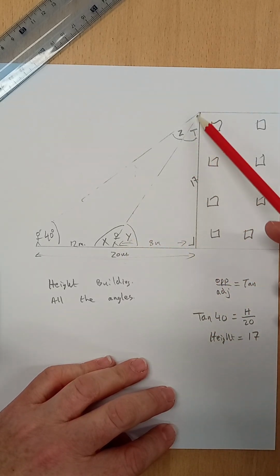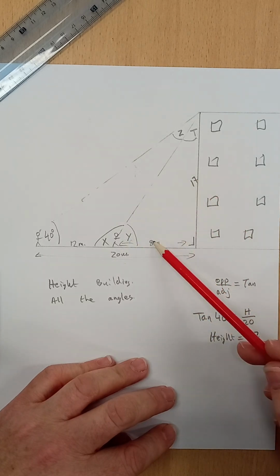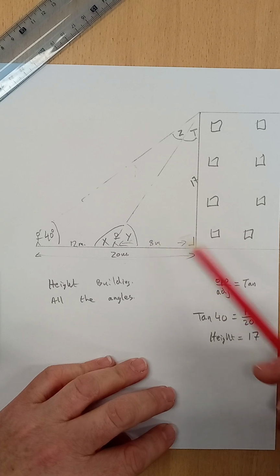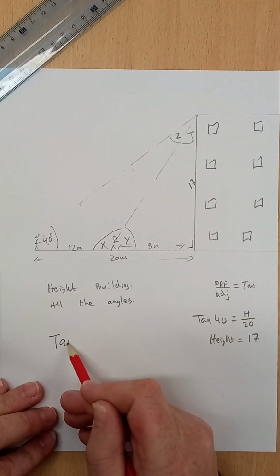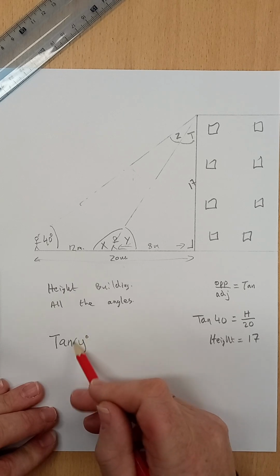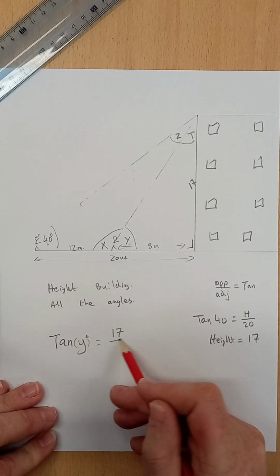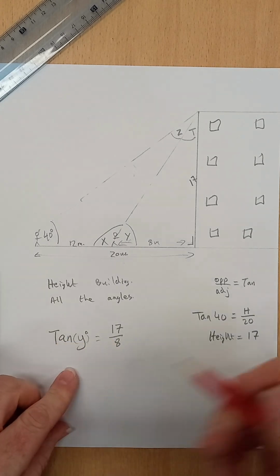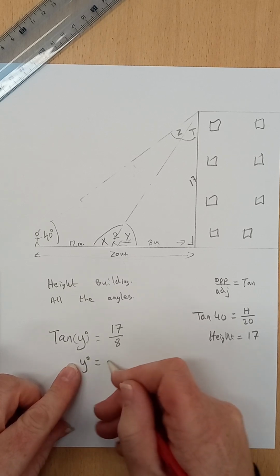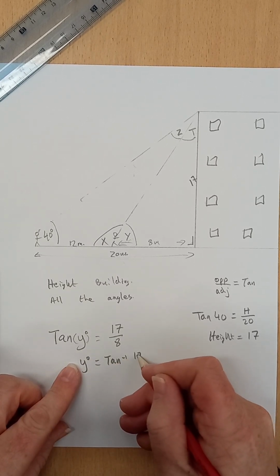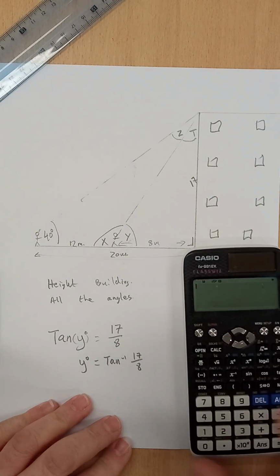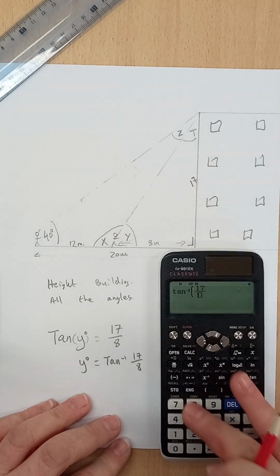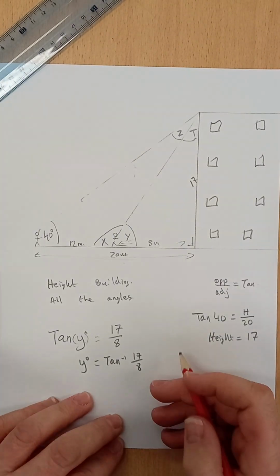Again, I have to use sine, cos, or tan. I have two sides of this triangle. I have opposite and I have adjacent. So that means that the tan of angle y is equal to 17 over 8. So I know the answer to this sum. How do I get y? It's from the previous video. I get the tan inverse of that and give it to the nearest degree. So the tan inverse of 17 over 8 is 65 degrees.